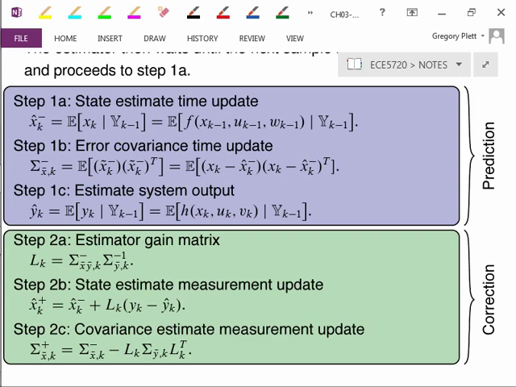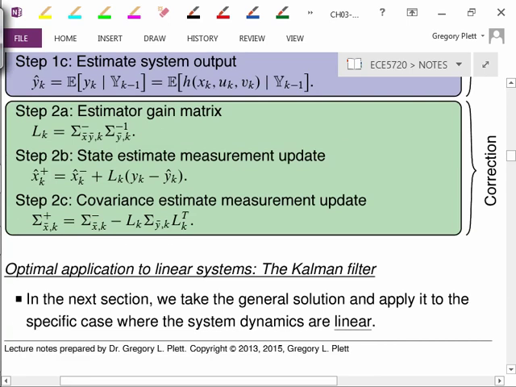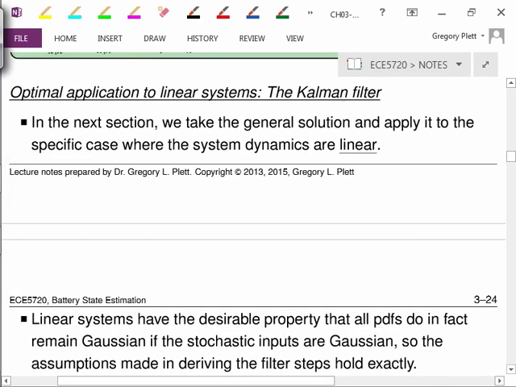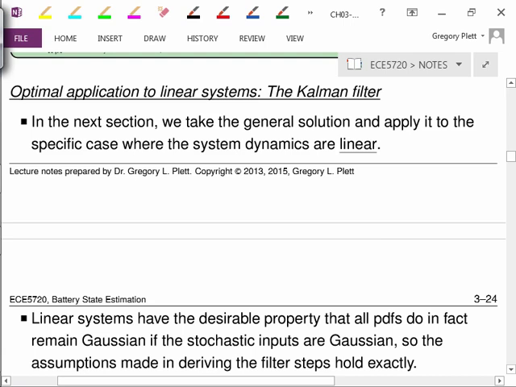I've summarized them here. We've got 3 prediction substeps and 3 correction substeps, where in the first 3 substeps I'm predicting the state, I'm predicting the covariance, I'm predicting the measurement. Then I actually make the measurement, and then I compute a gain matrix, I update the state, and I update the state covariance. And I do that over and over again. So that's the generic solution broken down into 6 steps that are going to be very helpful ways of helping us to come up with actual algorithms.